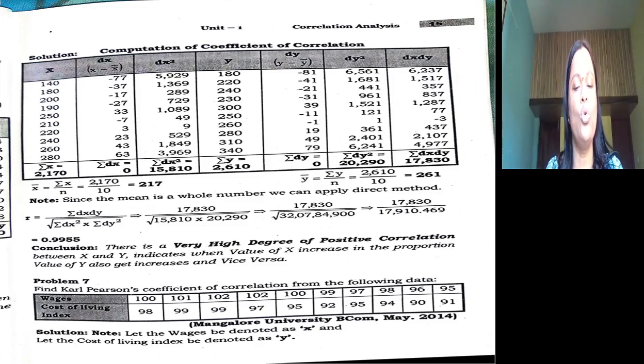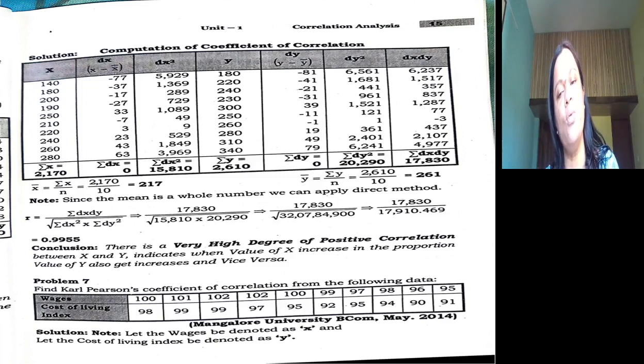217 is x bar. 140 minus 217 is minus 77, 180 minus 217 is minus 37, like that, 280 minus 217 is 63. In the same way they calculated dy. dy is y minus y bar, 180 minus 261 is minus 81, like that till 340 minus 261 is 79.